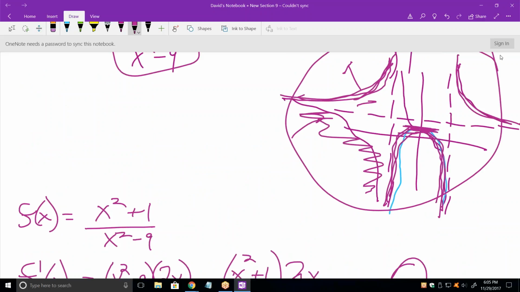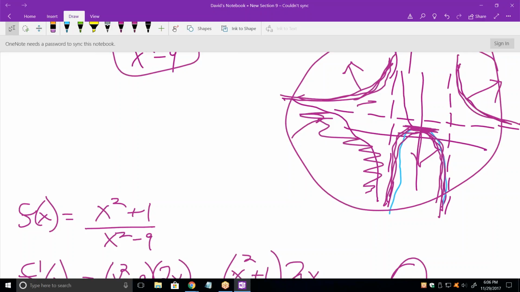That's concave up from negative infinity to the first vertical asymptote. It's concave up from positive 3 to infinity. And it is concave down from negative 3 to positive 3. Right.